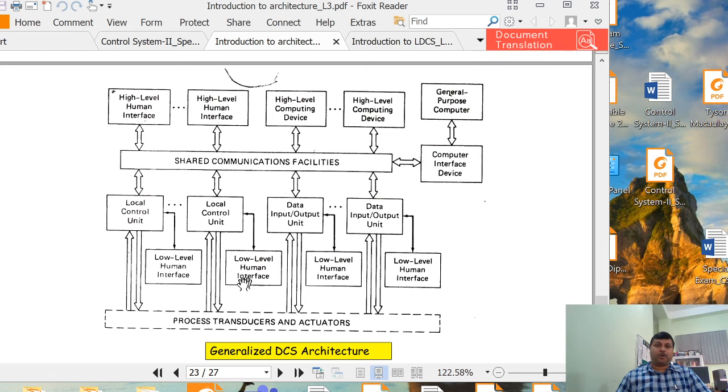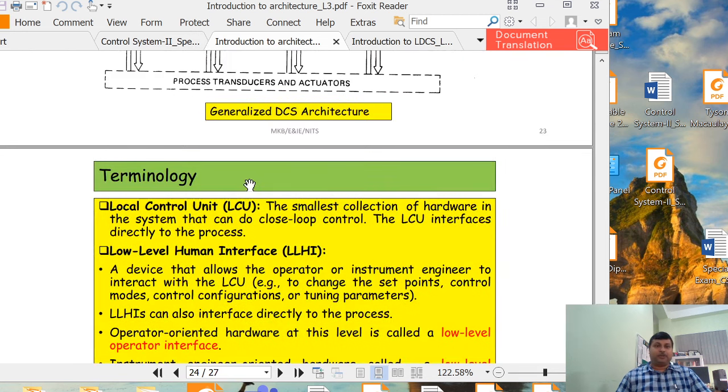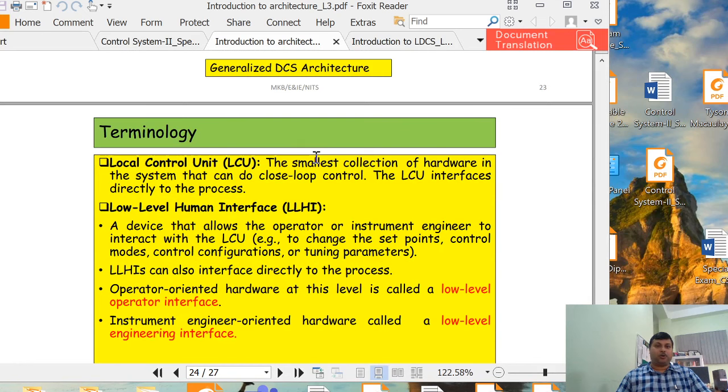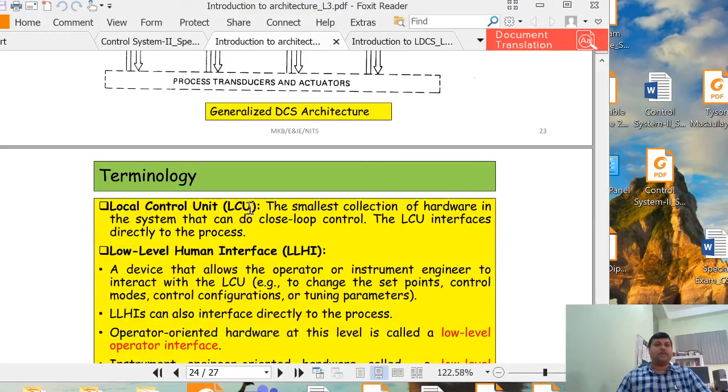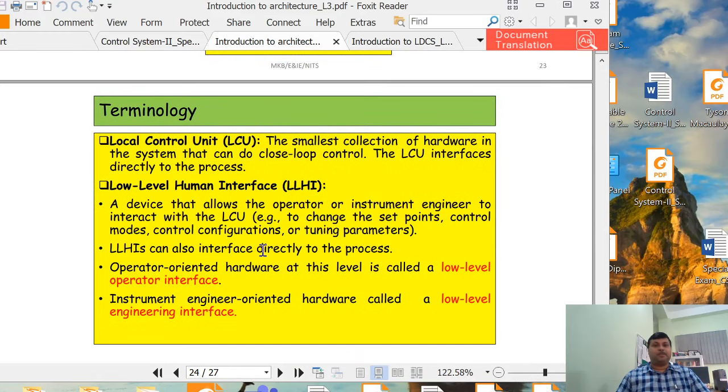So let us try to understand the functions of each unit used in this generalized DCS architecture. The first thing is the local control unit. Let us see where it is sitting here. What is the use of the local control unit? It is the smallest collection of hardware in the system that can perform closed loop control. The LCU interfaces directly with the process and interacts directly with it.